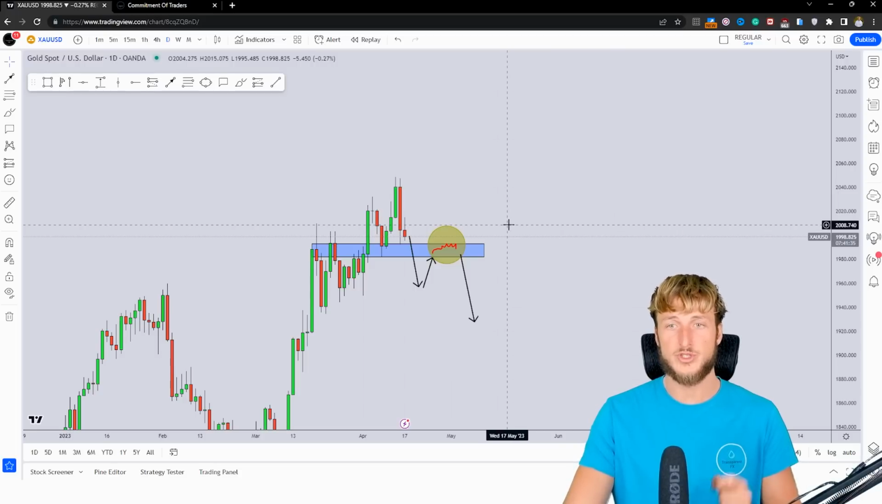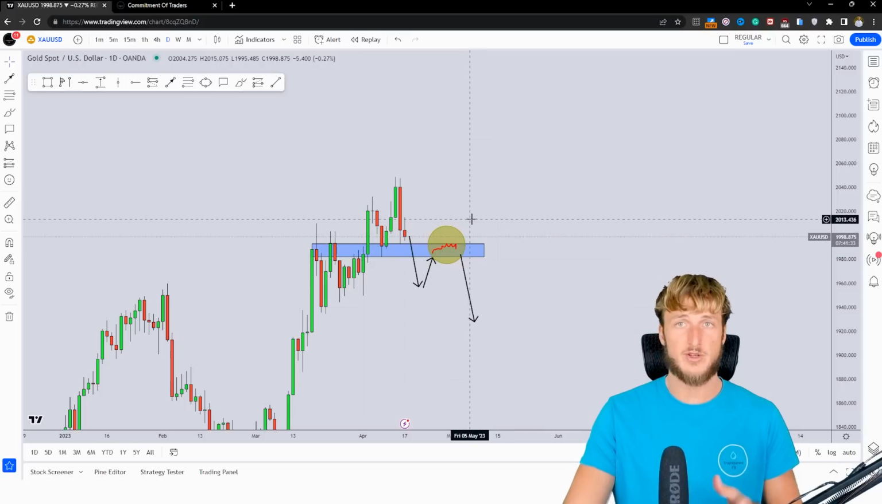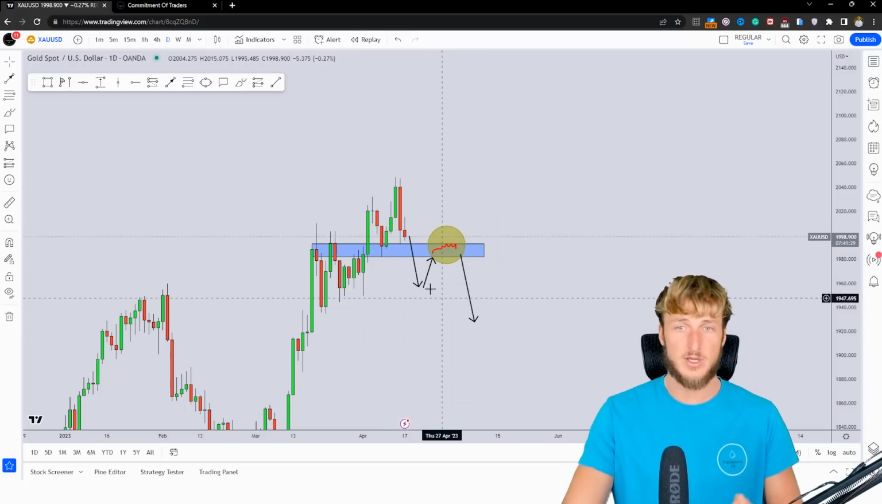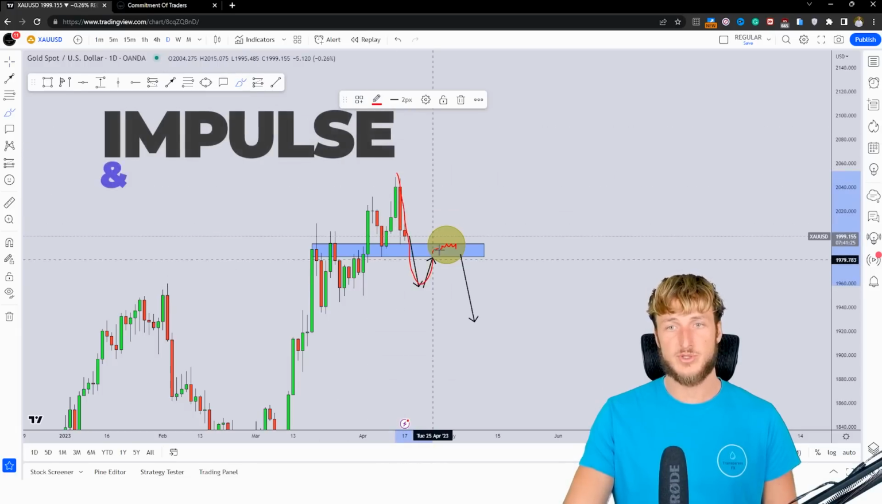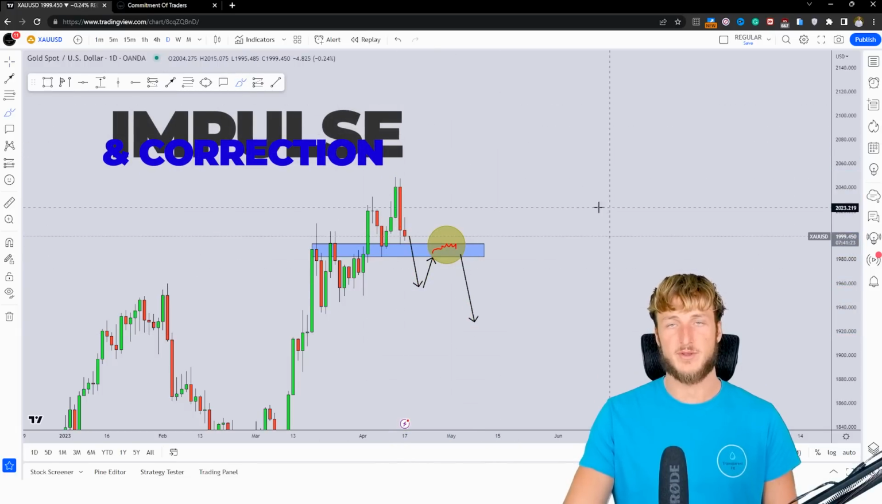And if the market would shift from an intraday bullish to bearish market and provide to us one of our valid entries, at that point we could be looking for a potential rejection to the downside for the market to complete this impulse correction and impulse pattern to the downside.